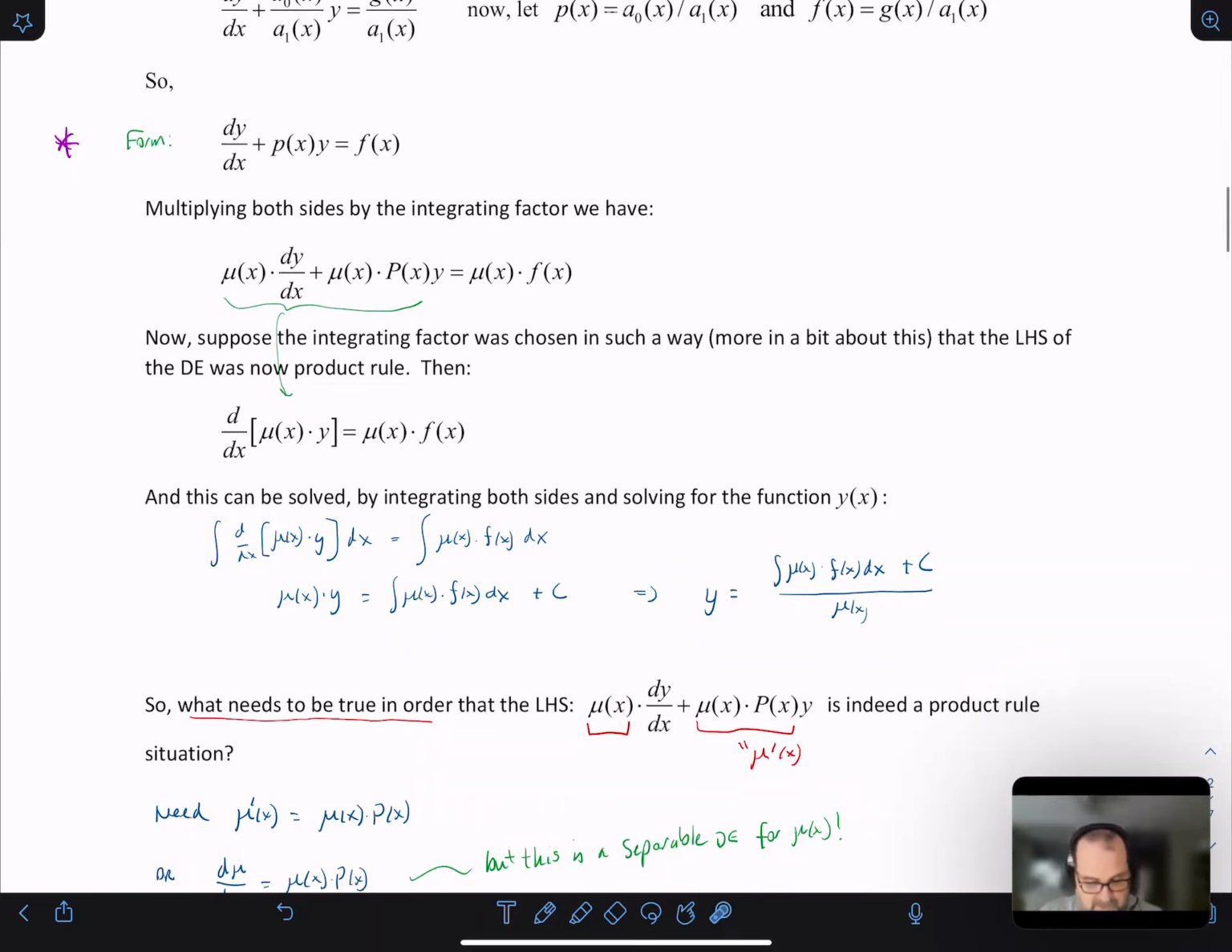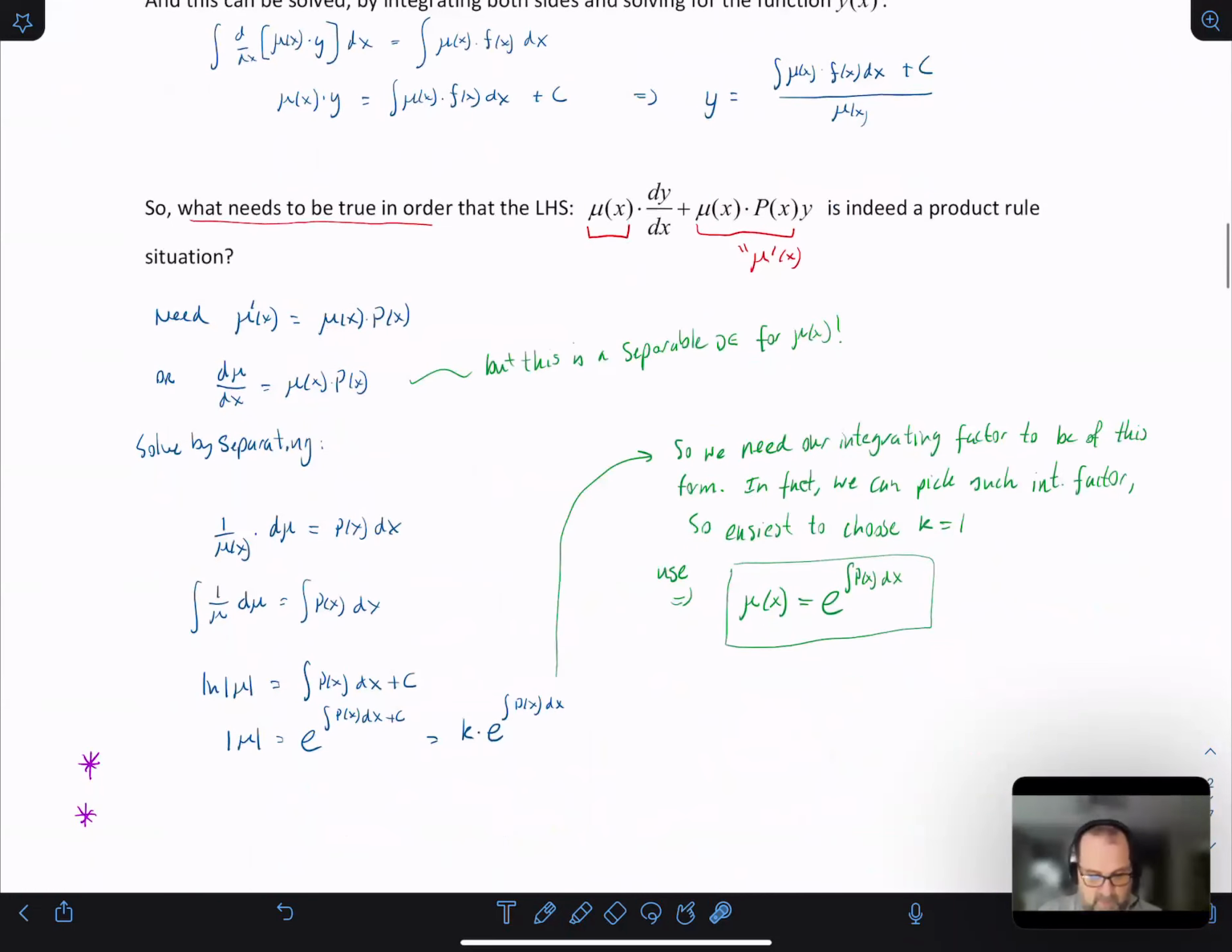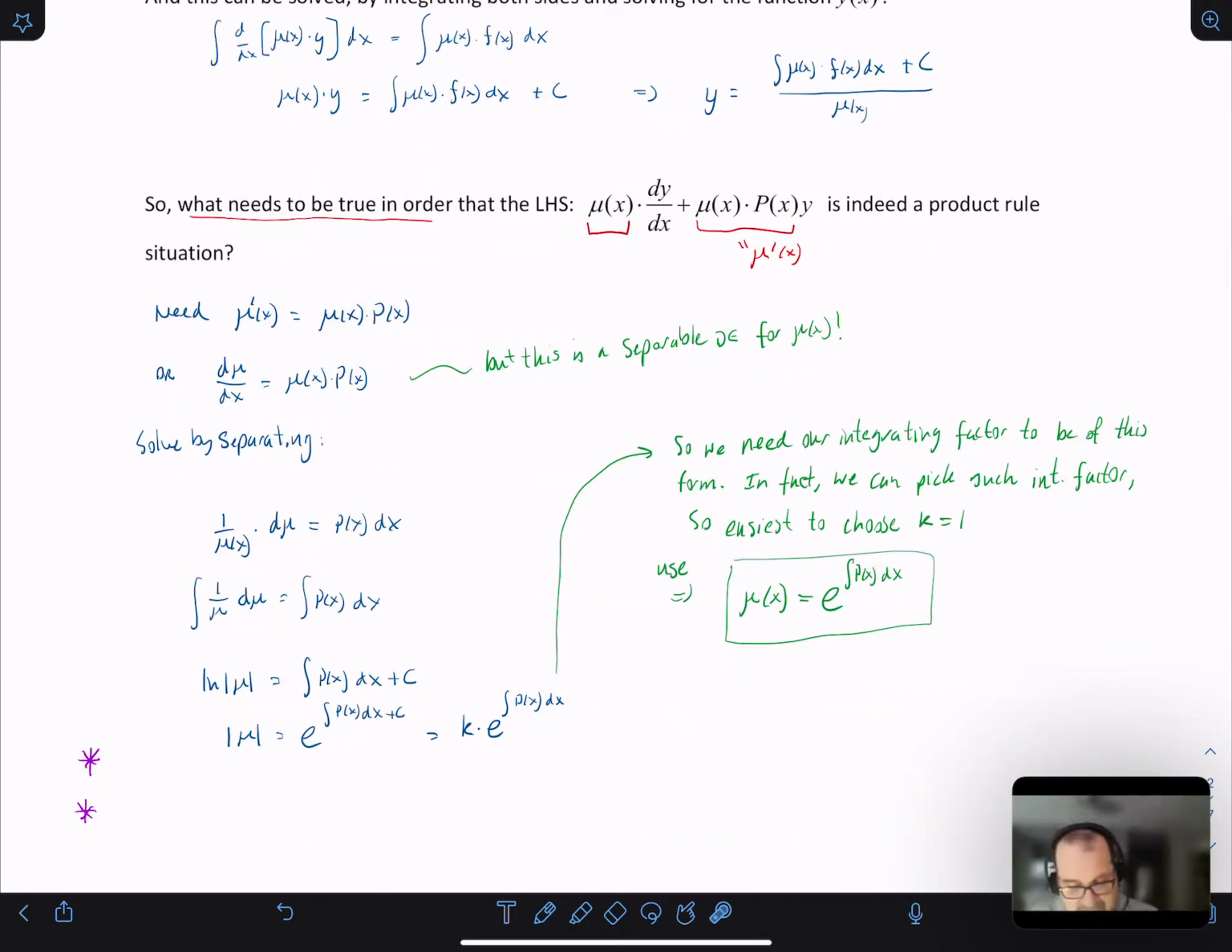So the question is, of course, how do we choose this integrating factor to work this way? Let's think about what would have to be true for this to be the case. If we look at our left-hand side, where we multiply by the integrating factor, we've got the dy dx and the y. This is my mu, so for this to be the product rule, the term in front of the y has to be equal to mu prime of x. So this is what has to be true in order for this mu of x to be an integrating factor.